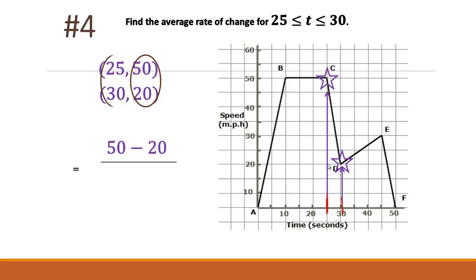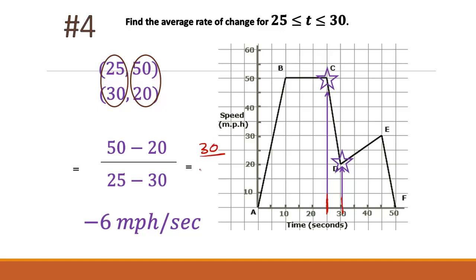So if you do 50 minus 20, 25 minus 30, you would get 30 on top and negative 5 on the bottom, which reduces to negative 6. So you'll notice that negative number reflects the negative slope. So use the graph as an aid here.